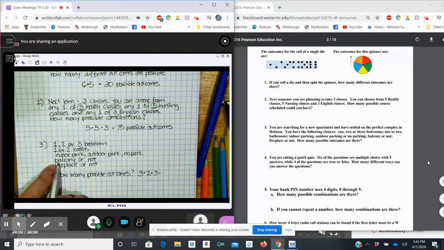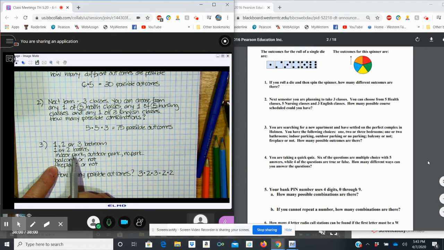For this balcony or not, I could get a balcony or I could go without. So that's actually two choices. I could do a fireplace or not. So that's actually two choices. And this isn't saying, Lexi, that always not is a choice. But if I'm looking at apartments and a balcony is going to raise my rent, I want to know if I have a choice between a balcony or not.